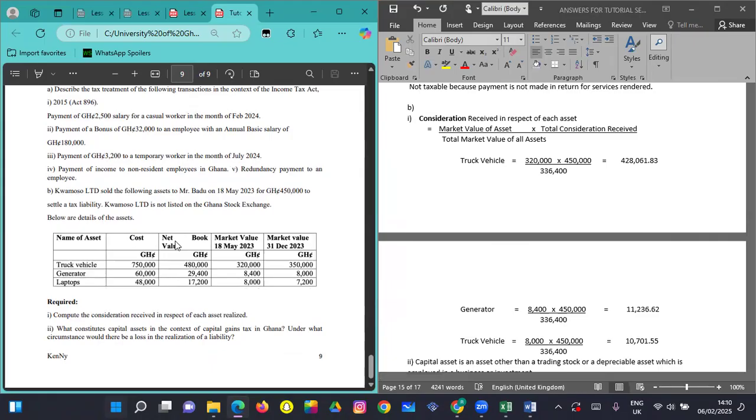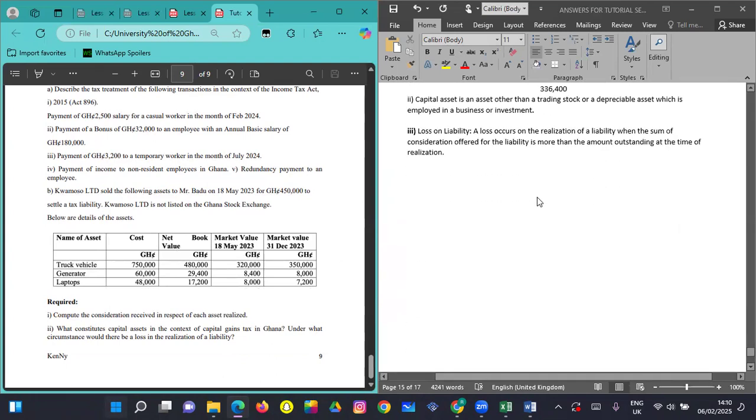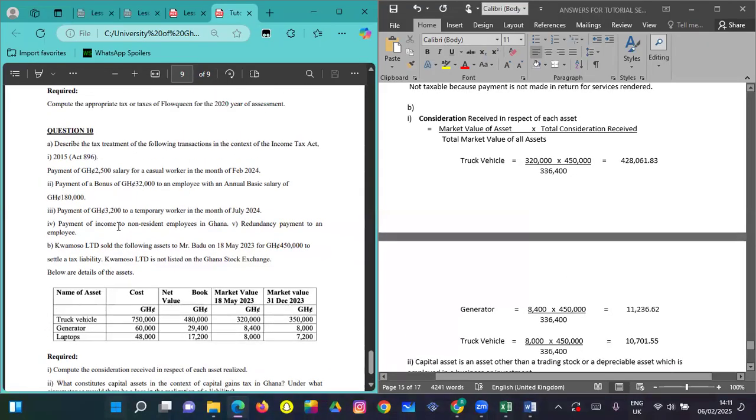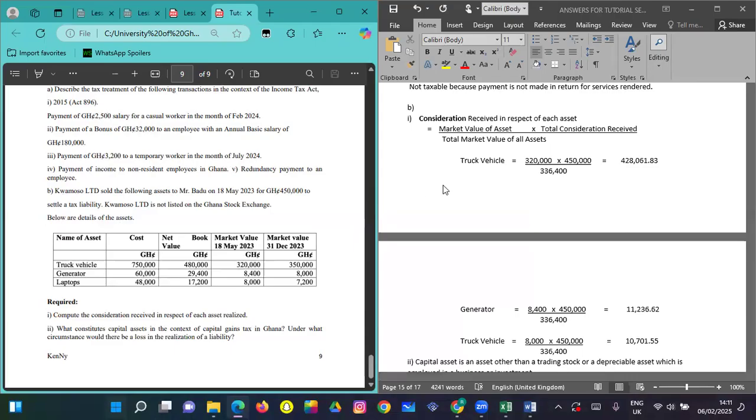So B2 is going to use the formula A times C over A plus B. That's what you are going to use. And I doubt that something like this will come in exams, but I don't know. It is possible, so you can go through it.